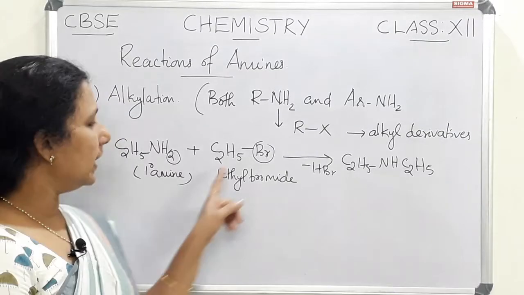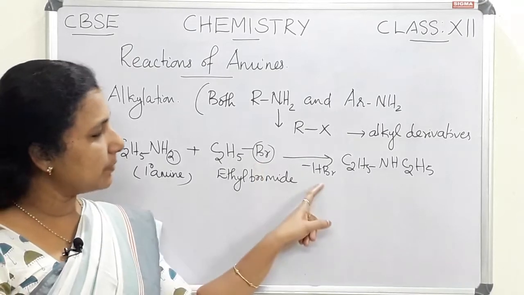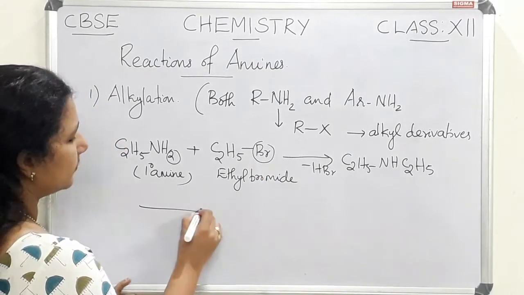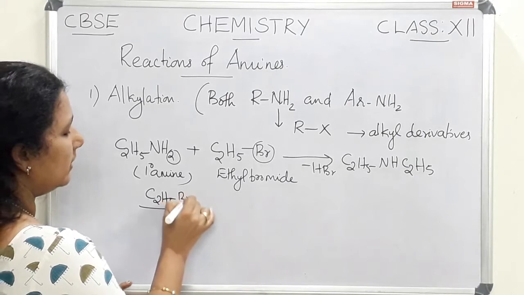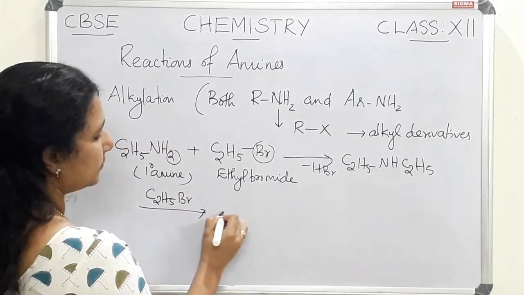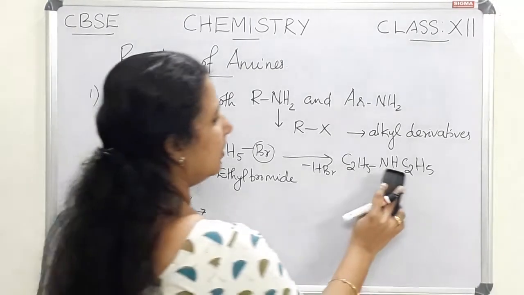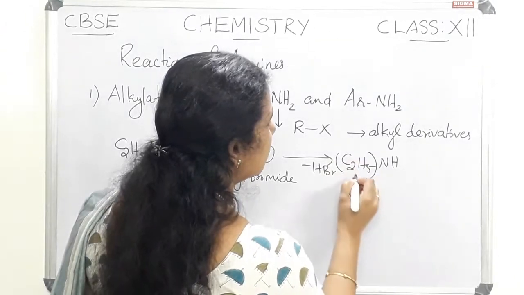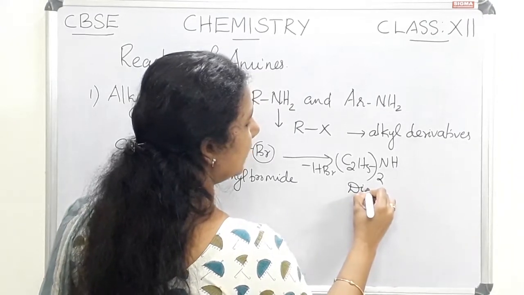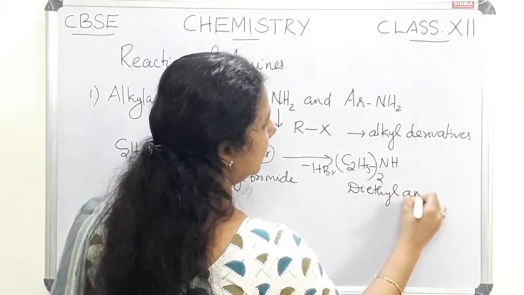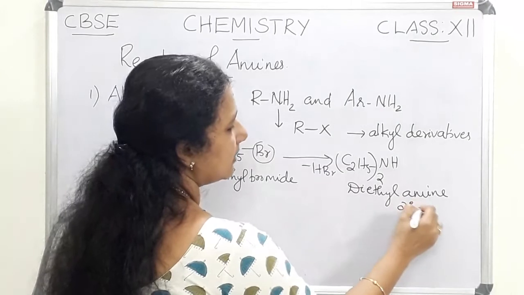If we are using excess ethyl bromide, excess alkyl halide, the reaction proceeds and we can write the next product. C2H5Br is written again and again one molecule of HBr is eliminated. So we can write this as (C2H5)2NH, and we can name this compound diethyl amine. NH is the characteristic group and this is a secondary amine.